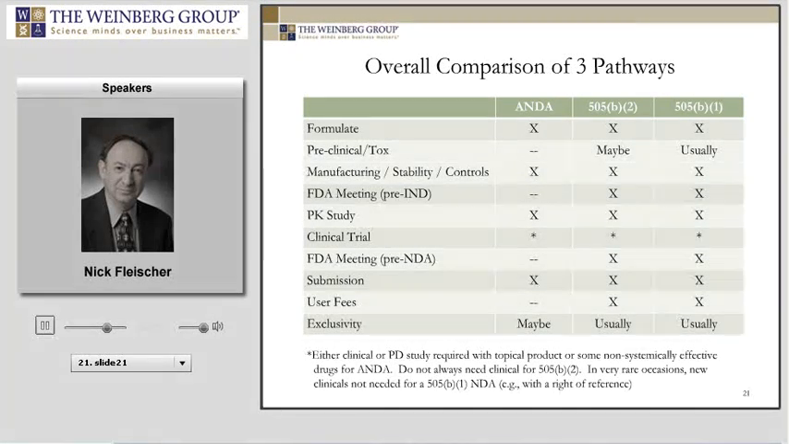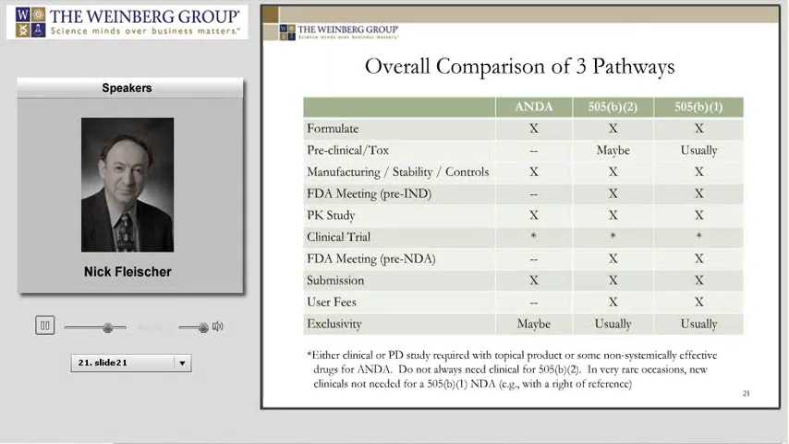Now, in this slide, I've listed, for summary purposes, an overall comparison of the three pathways. The formulating of the product, in each case, would be identical. The preclinical tox information for 505(b)(1), as I mentioned earlier, definitely required. For 505(b)(2), may be required. And for an ANDA, definitely not required. The manufacturing stability and control information, the CMC, would be identical for all three pathways.